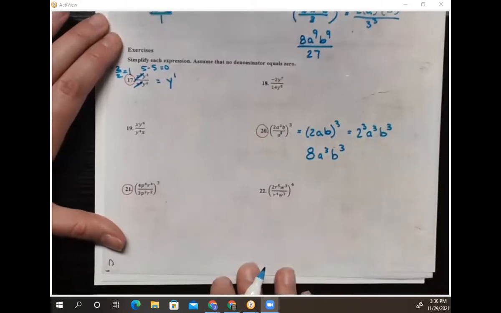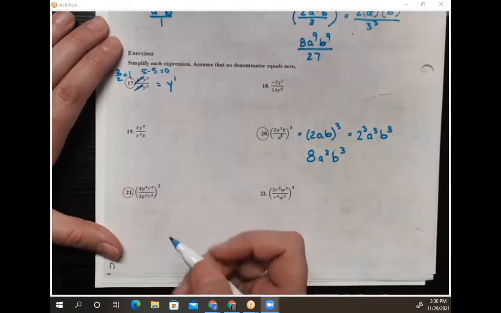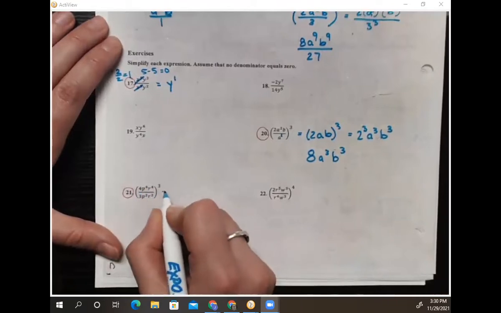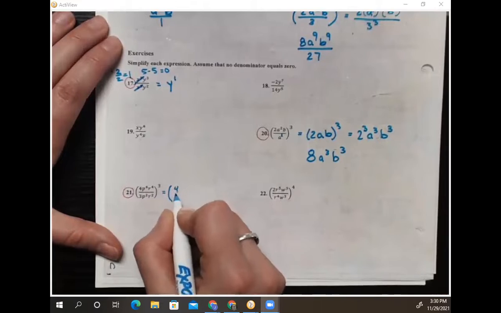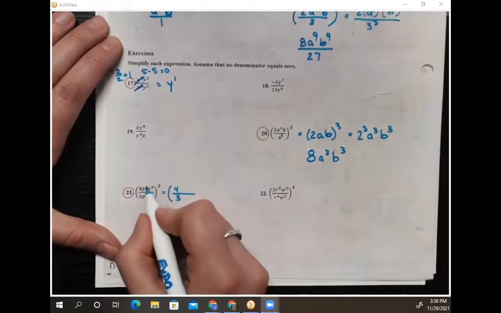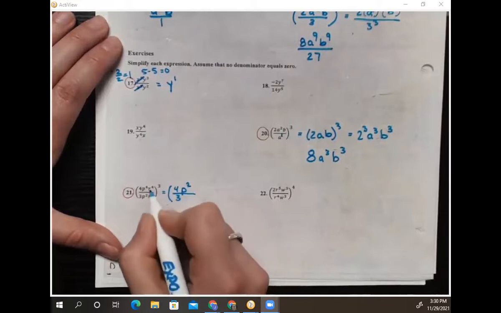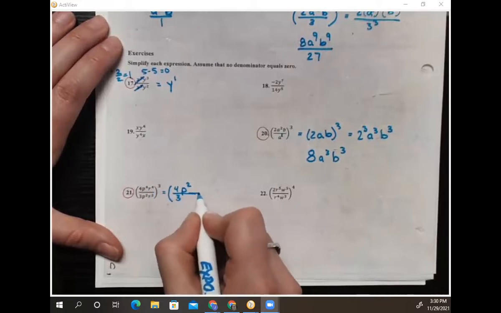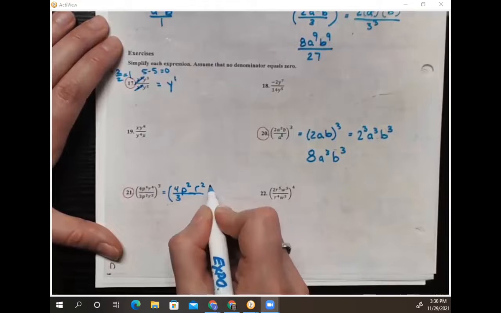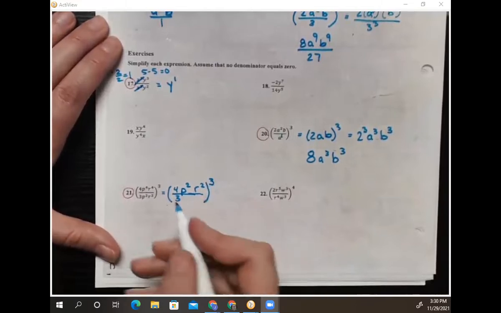And then the last problem we're going to look at together for today is number 21. So again, I'm going to reduce what I can inside parentheses to start. The 4 and the 3 don't reduce, so I'm going to leave those as they are for now. The p's I can reduce. 4 minus 2 is 2, so I have p squared on top. And then 4 minus 2 again is 2, so I have r squared also on top. And then I'm going to raise all of this to the third power.